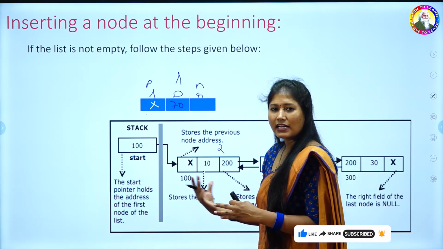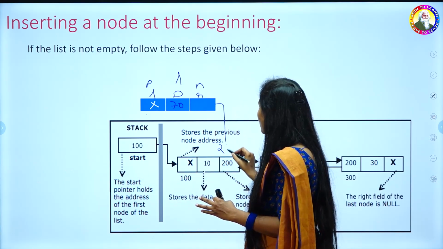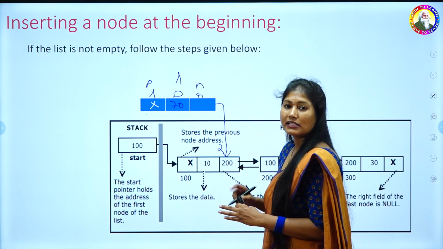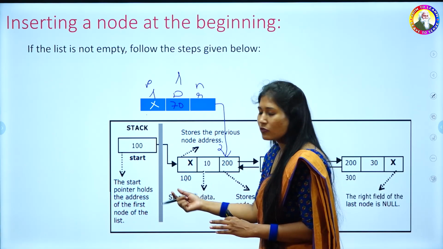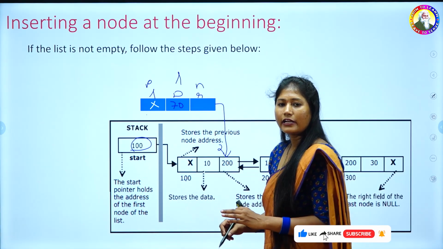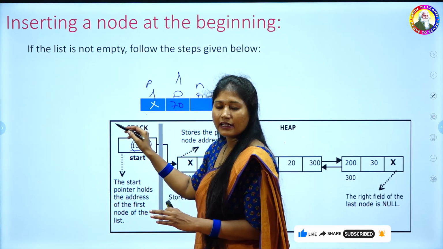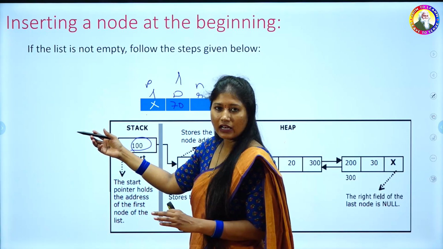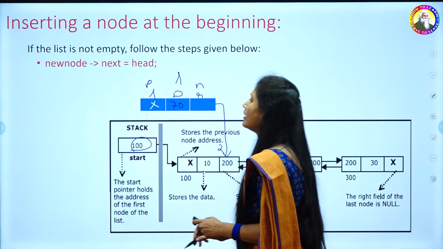Again, we need to check these addresses also. How can I check this? This one should point to the second element, that is the previous first element. If you observe, where is the address of this particular node? It is there in the head pointer. So I can directly write in the else part, if head is not equal to null, new node right equal to head.